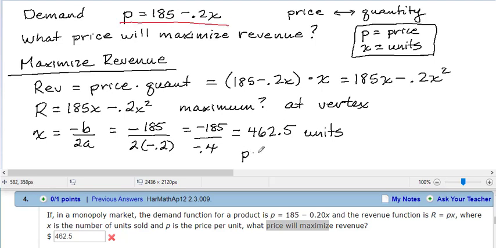So go to the demand function, 185 minus 0.2 times, fill in your number of units that you just found, and work it out. I got 92.5, and now 92.5 what? Well, that's price, so that's dollars, and that's selling price per unit.